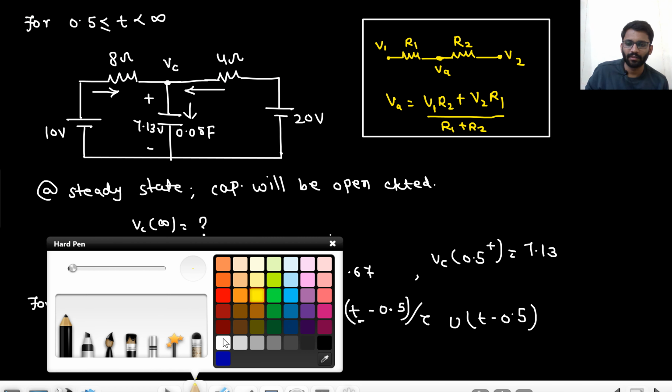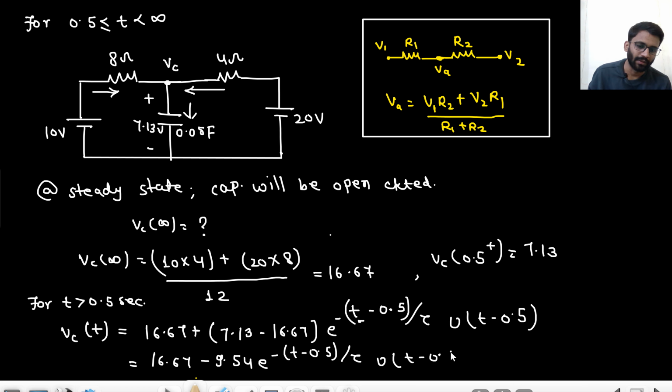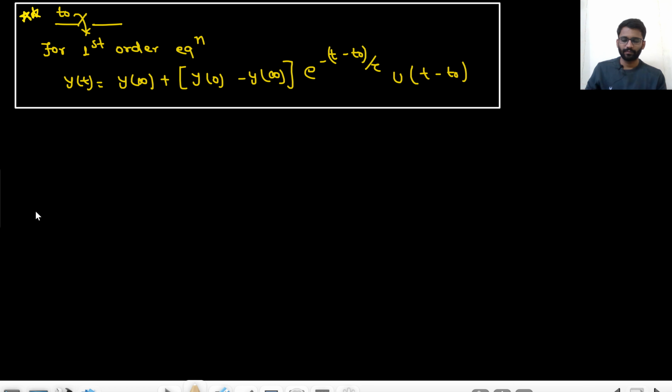So it would be 16.67 minus 7.13 minus 9.54 e to the power minus (t minus 0.5) by tau, u of t minus 0.5. Now the question is, what is tau? What will be the value of tau? So how will you find tau?